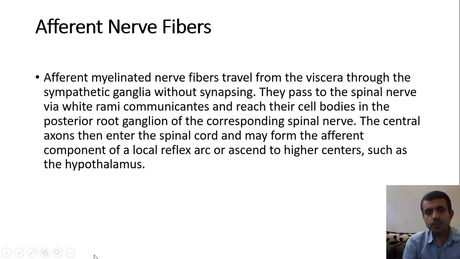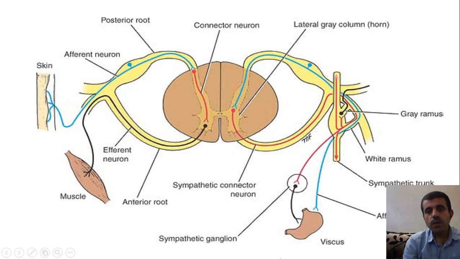So these afferent fibers don't synapse, they go directly to the spinal cord. There, either they synapse inside the spinal cord with the efferent nerve, or they ascend to the hypothalamus in the brain, or they directly synapse inside the spinal cord.